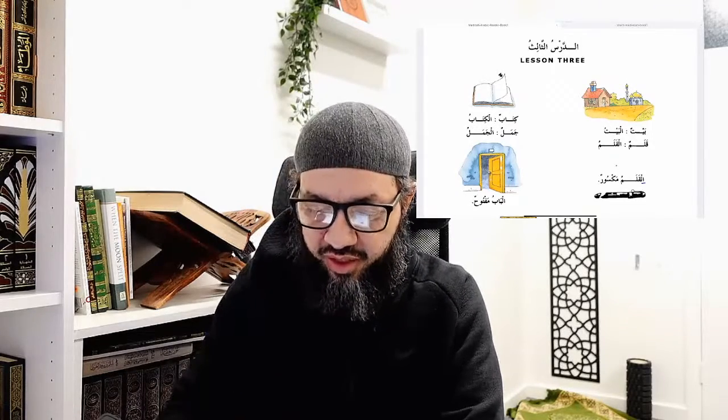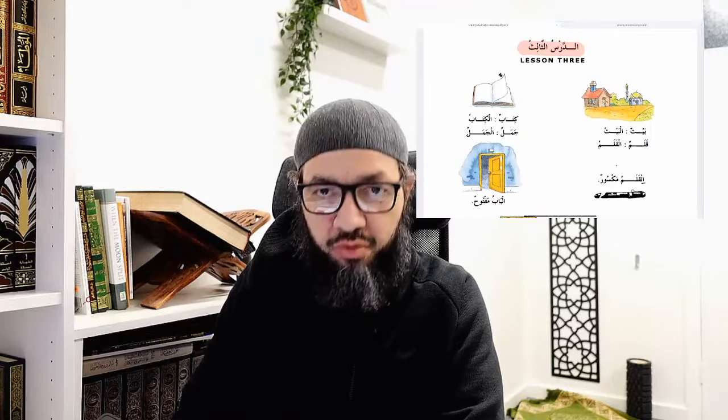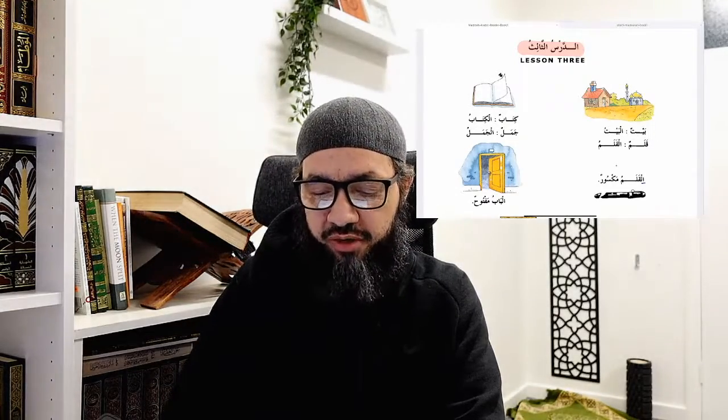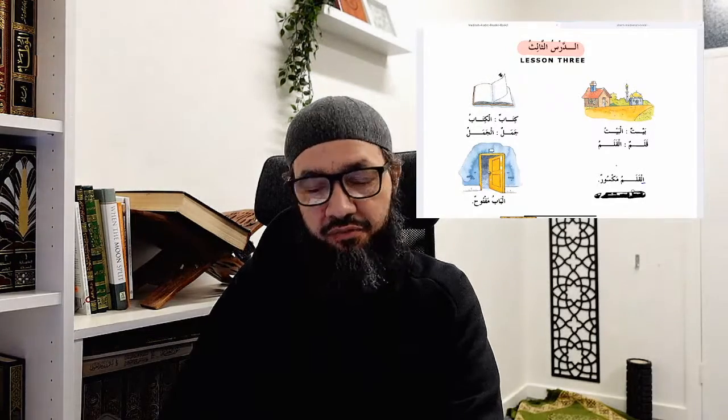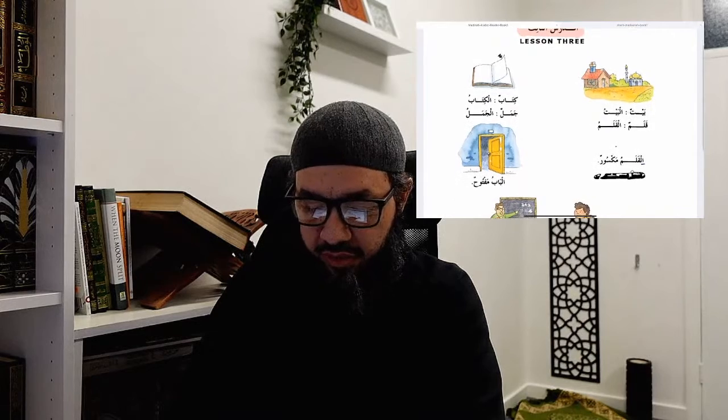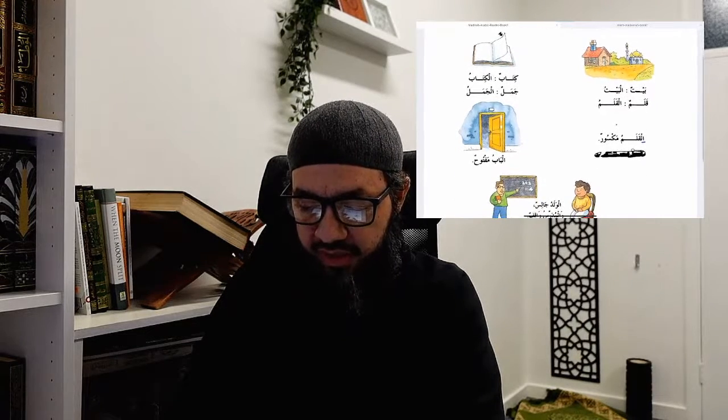Okay, let's get straight into the lesson. We've had the grammar, we've had the vocab. Ad-darsu ath-thalithu, lesson 3. The word thalith means 3. Ad-darsu means the lesson, right? It's going to highlight the grammar point that we said, so we'll just read the words and look at them.